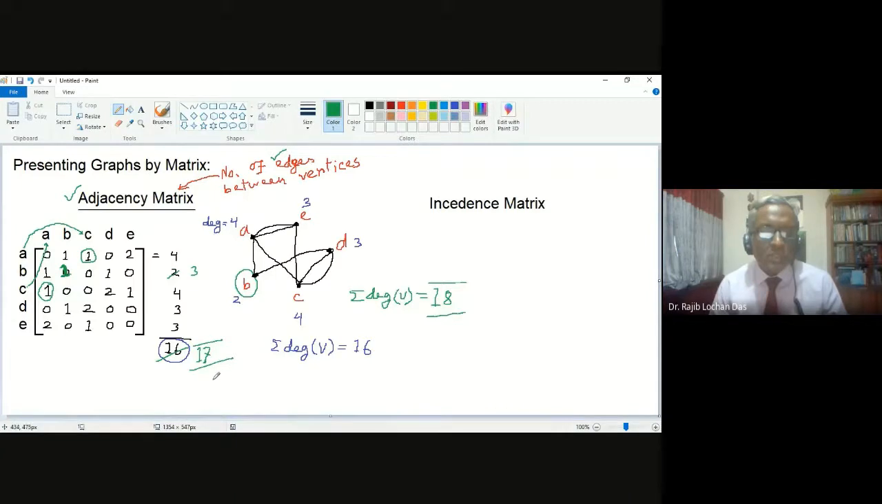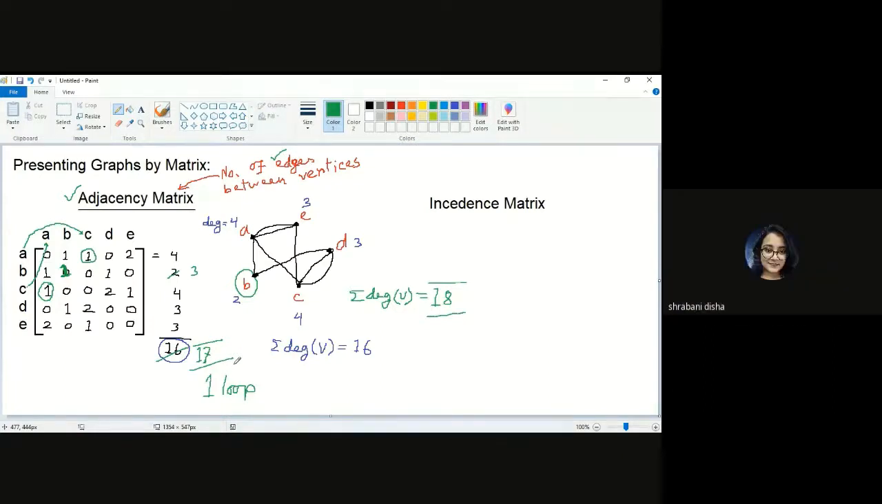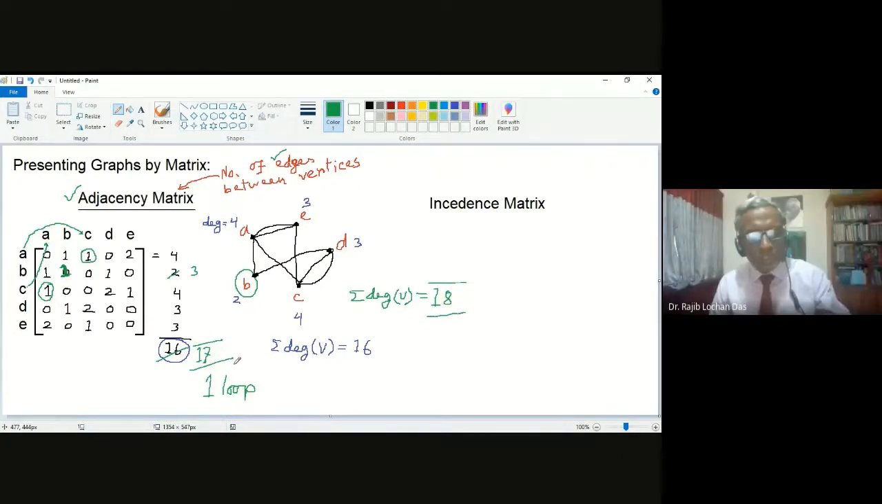So we understand there will be one loop in the graph. If there is a difference of two, then you will understand there will be two loops in the graph. So this is another piece of information. Is that okay? Yes, sir. Okay.